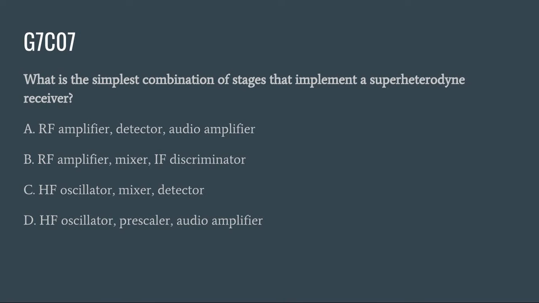G7C07. What is the simplest combination of stages that implement a superheterodyne receiver? A. RF amplifier, detector, and audio amplifier. B. RF amplifier, mixer, and IF discriminator. C. HF oscillator, mixer, and a detector. Or D. HF oscillator, prescaler, and an audio amplifier. Correct answer here is C, HF oscillator, mixer, and a detector.